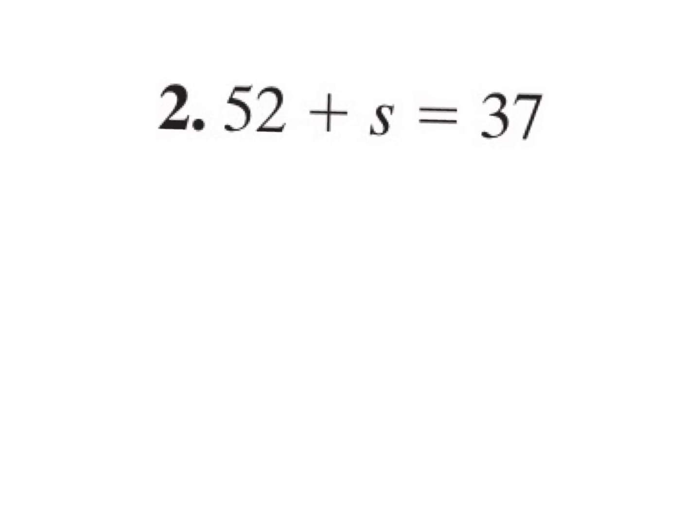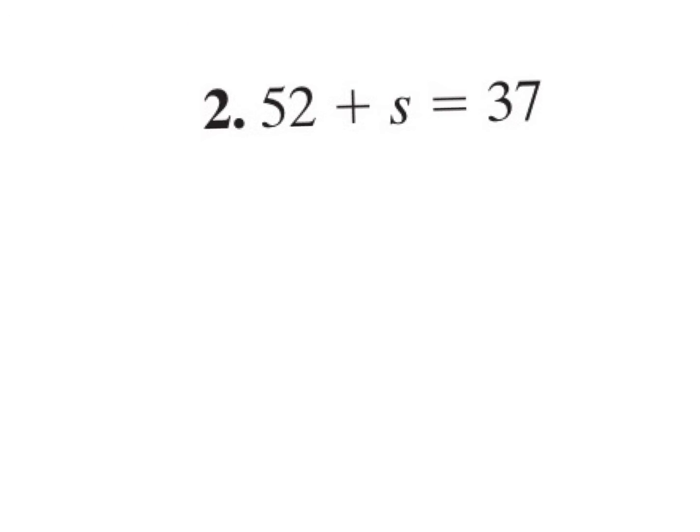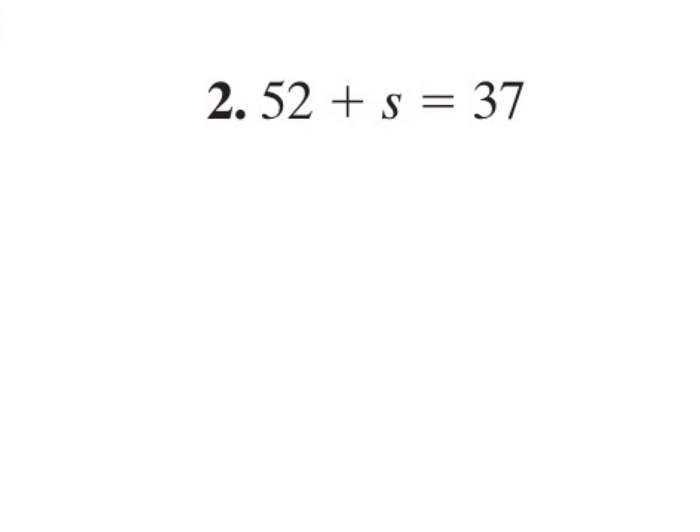Number 2, the variable's in a different position here. It's not first, but they are adding either way. So they're adding 52, means we need to subtract 52. We need to do the same on both sides of the equation.